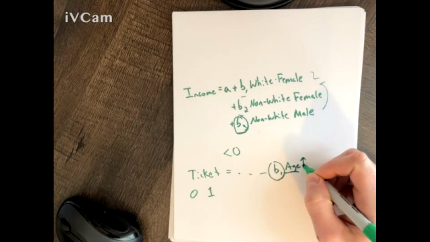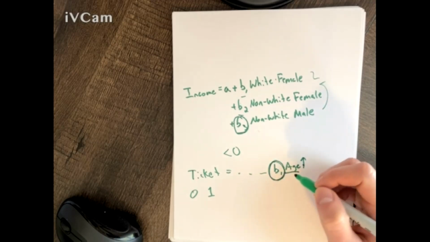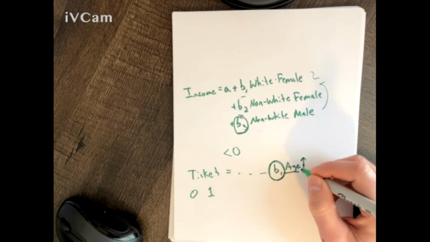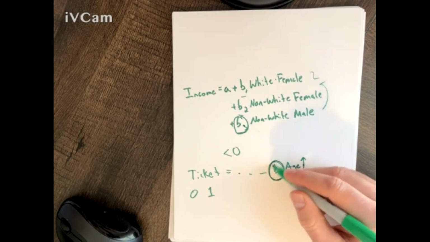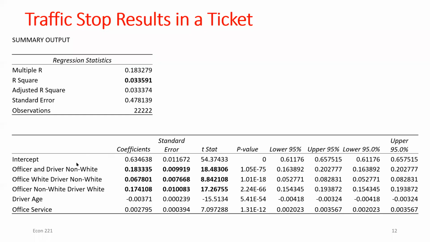So if the person who got pulled over is 1 year older, the change in the probability they get a ticket would be whatever beta 1 is, or B1 here. So I can think about here, if the person's 1 year older, there's about a 0.003 decrease in the probability they get a ticket. So the older you get, the less likely it is you get a ticket if you're pulled over. That makes sense, right? You know how to deal with cops a little bit better. Maybe the reasons you're getting pulled over are probably different at older ages.